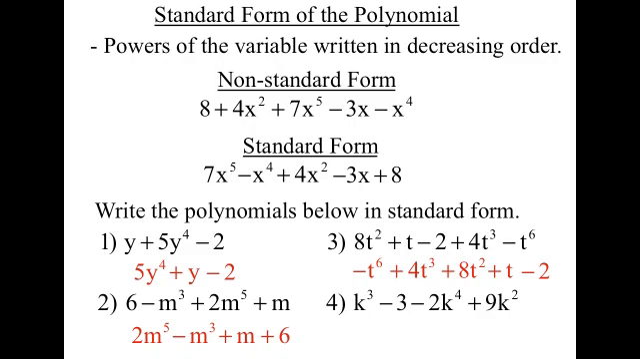Number 4, 2k to the 4th. Actually, it's negative 2k to the 4th. And then we have plus k to the 3rd plus 9k squared and minus 3. Okay. It's very important that you put your polynomials in standard form. This is how your teacher checks your work.